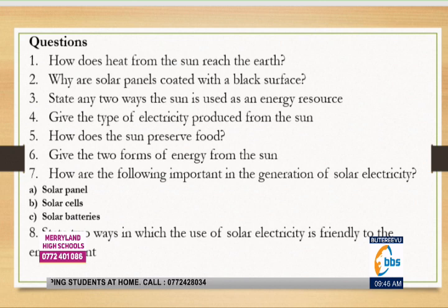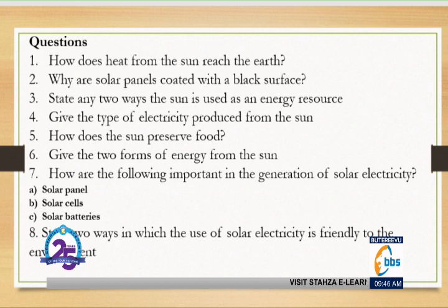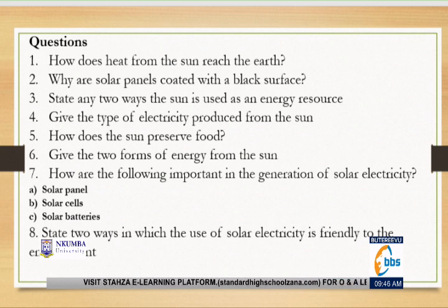How are the following important in the generation of solar electricity? Okay. One, we have the solar panel. I told you that one traps sunlight energy from the sun. The solar cells convert sunlight energy into solar electricity. And the solar battery stores electric energy in form of chemical energy. Are we together, candidates? Okay.